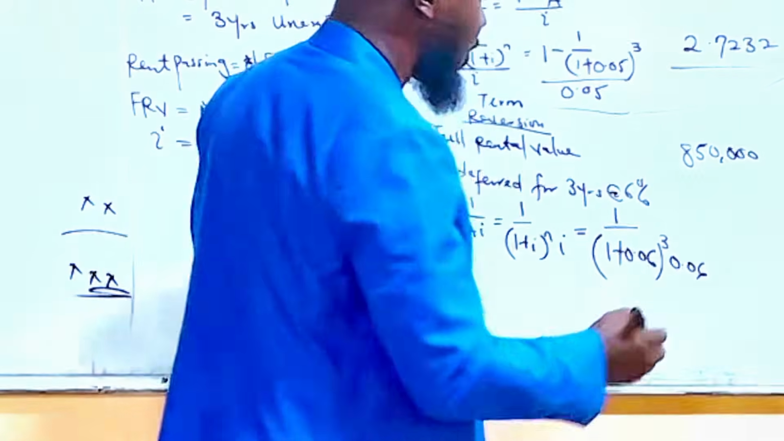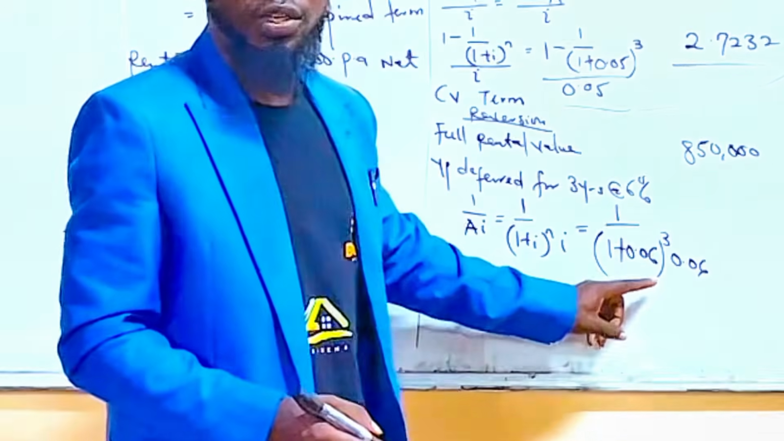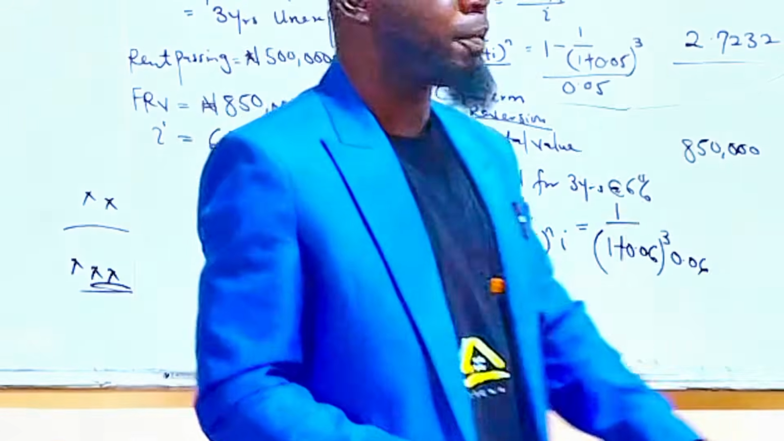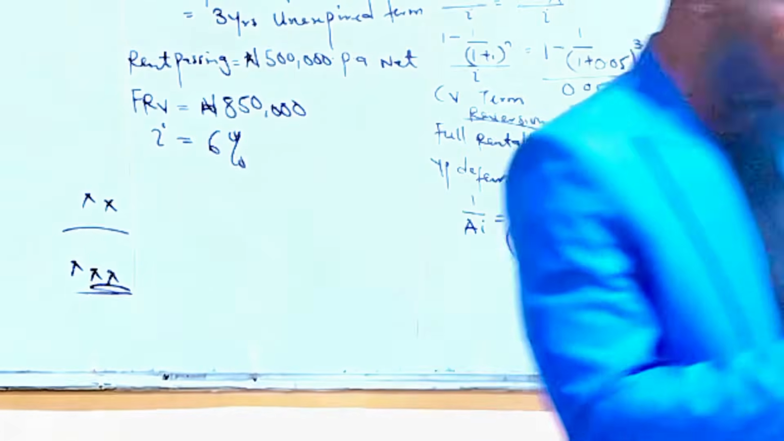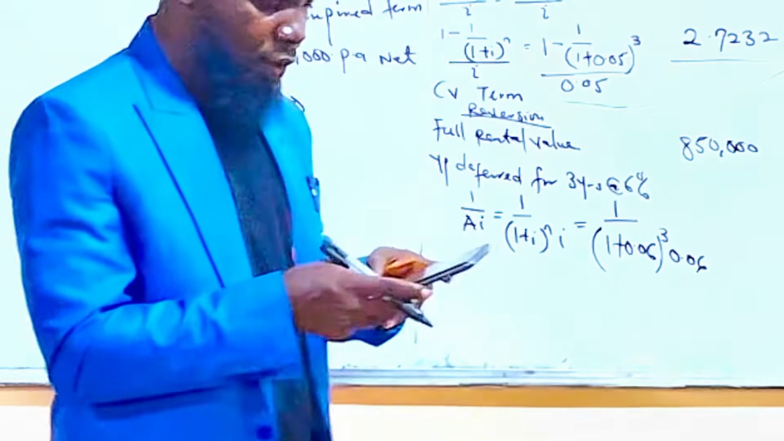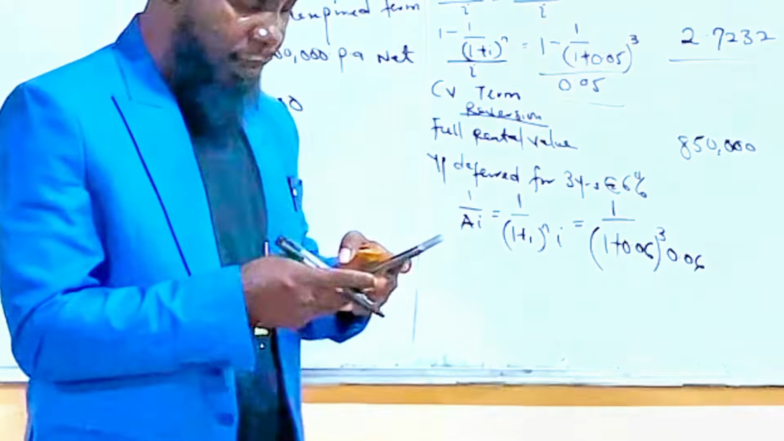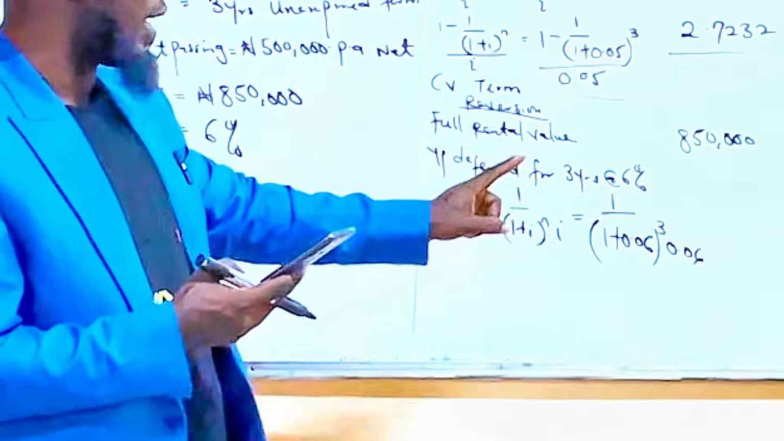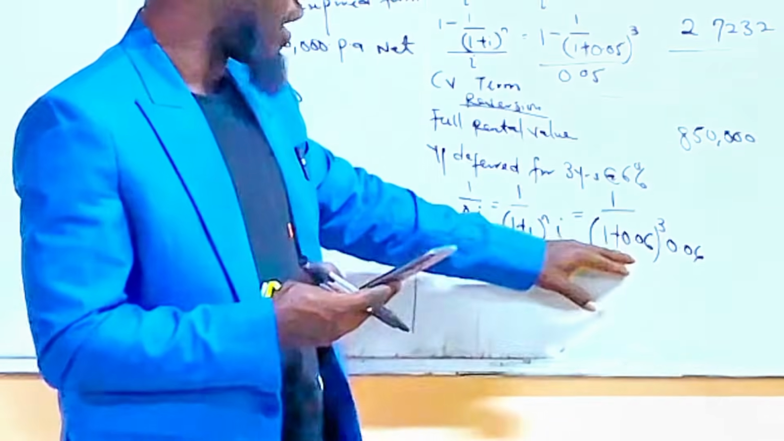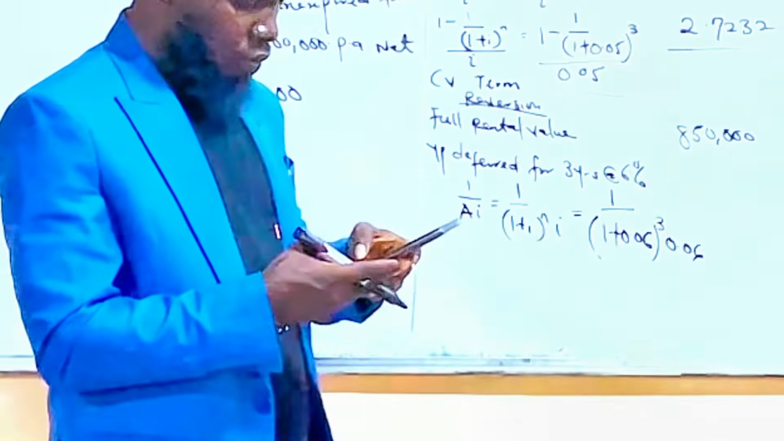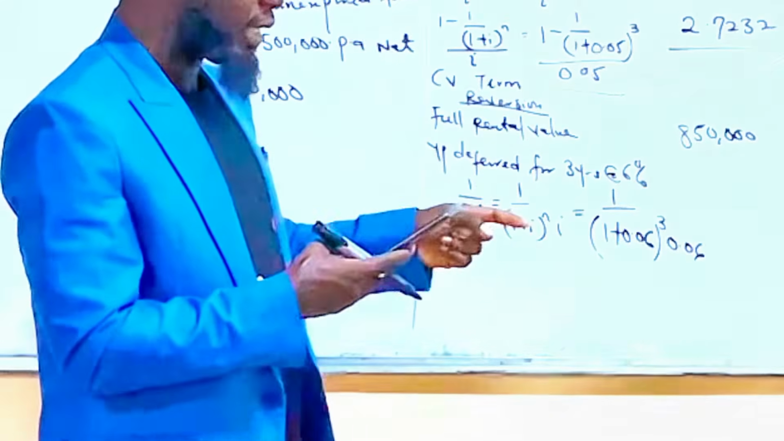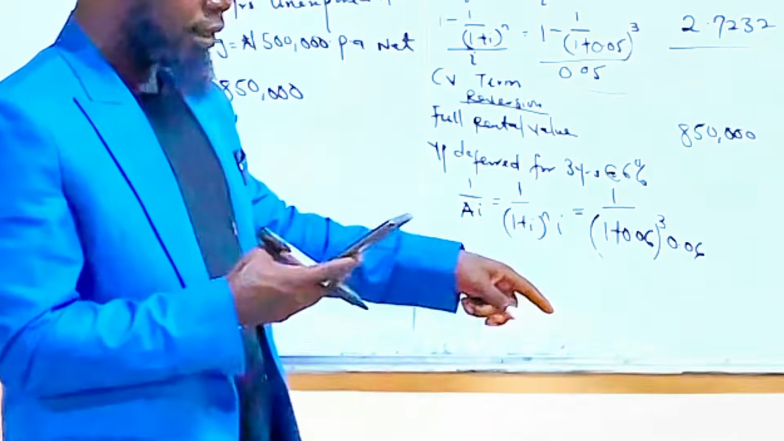So when we solve this, 1 plus 0.06 will give us 1.06. 1.06 raised to power 3, we have 1.191016. This answer that we have, use it to divide 1. 1 divided by the answer, we have 0.839619.